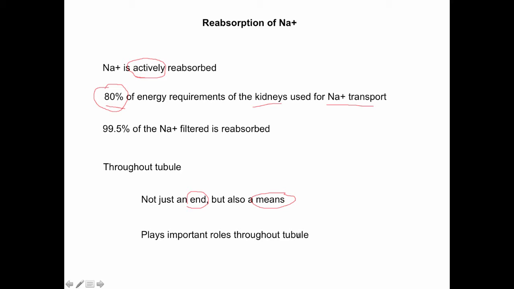There's only one part of the nephron where sodium is not reabsorbed, and that's the descending loop of Henle. So the descending loop of Henle is the only part of the nephron where you see no sodium reabsorption.